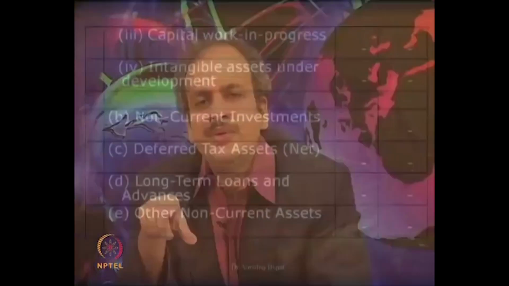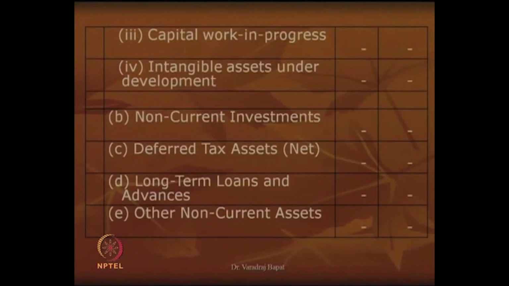C, you can see, is deferred tax asset. In case of liabilities, we have seen what is deferred tax. Many times tax provisions are such that I can pay tax after 4 years, then it becomes a deferred tax provision. This is a deferred tax asset.